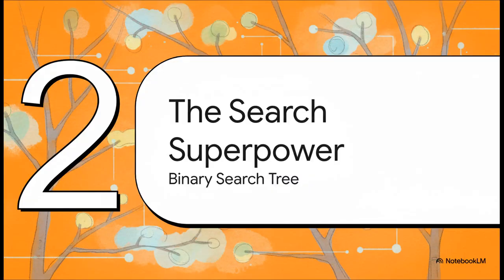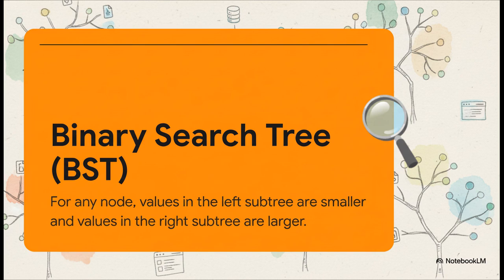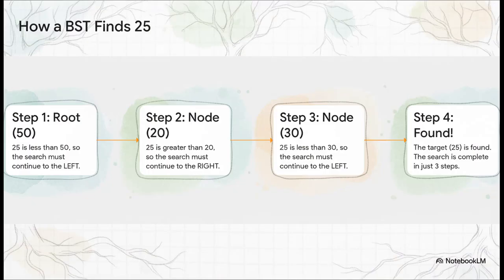Okay, so a tree is a hierarchy. Cool. But how does that help us find things so incredibly fast? Well, it turns out by adding one simple, brilliant rule, we can give this structure a genuine superpower. This right here, this is the secret sauce. It's called a binary search tree, or a BST for short, and it has one very strict rule. For any node you're looking at, everything to its left is smaller and everything to its right is larger. That simple property creates an insane amount of order. It's not just a random hierarchy anymore, it's an ordered hierarchy. And that changes everything.